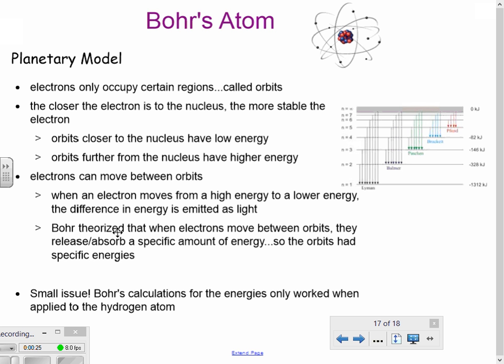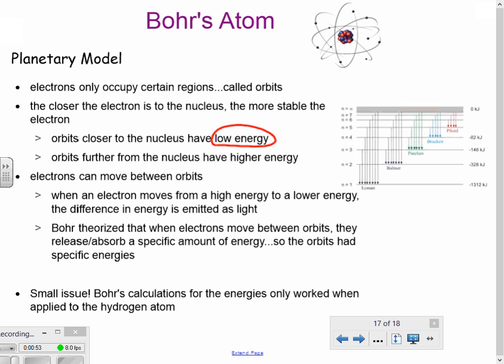So Bohr's model is called the planetary model, and that's because he discovered and proved that electrons were only in certain regions, and he called them orbits. The closer the electron is to the nucleus, the more stable the electron. So our center core electrons are the most stable. Those orbits, the ones closest to the nucleus, have very low energy.